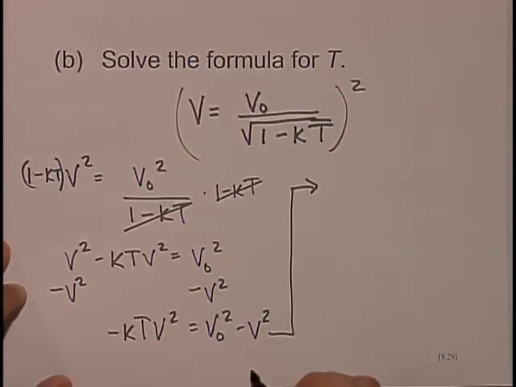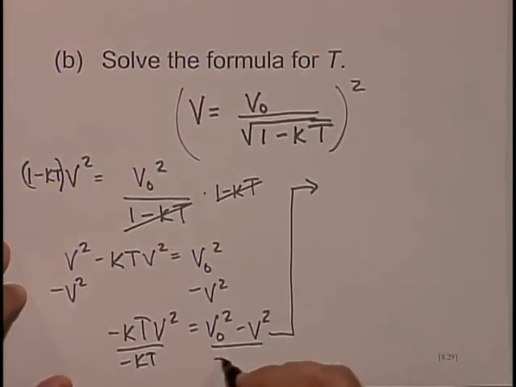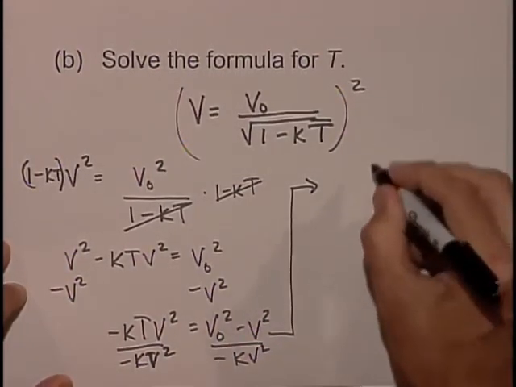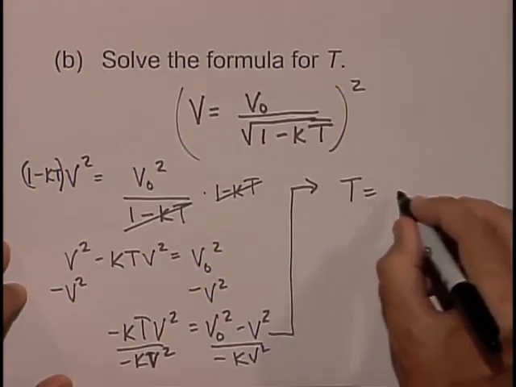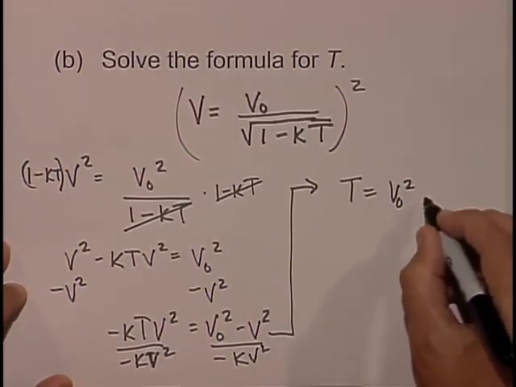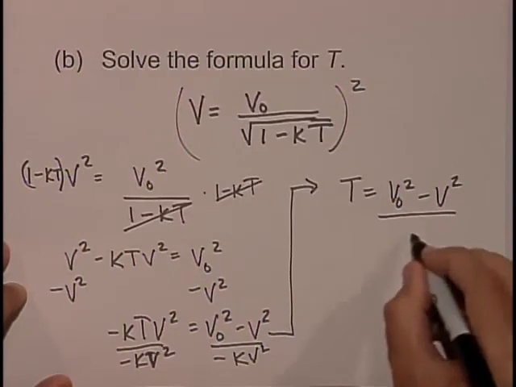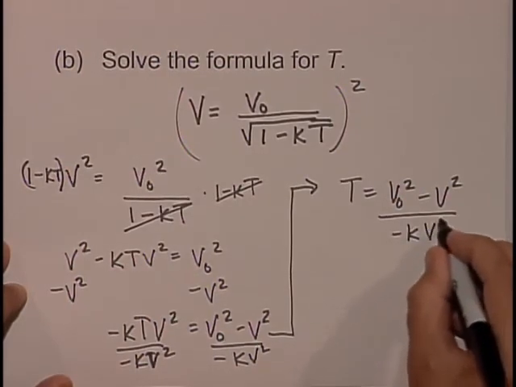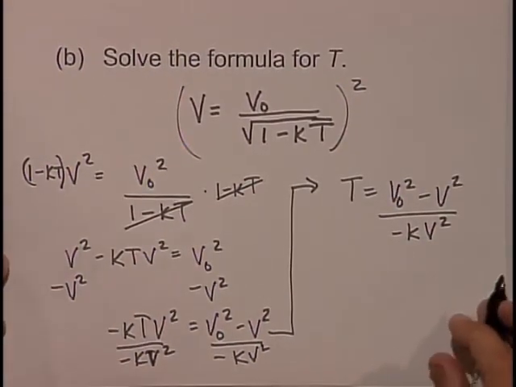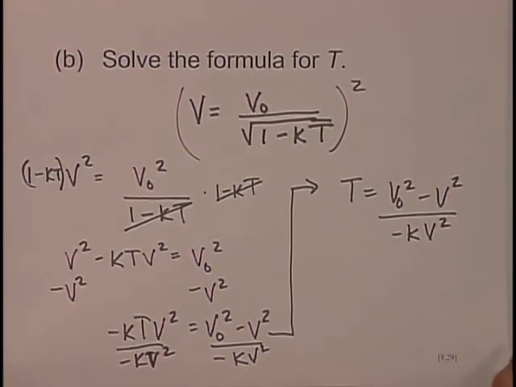Now we're going to divide both sides by negative k v squared, excuse me, since we're solving for t. So we get t is equal to v naught squared minus v squared divided by negative k v squared. So when we solve this formula for t, we get v naught squared minus v squared over minus k v squared.